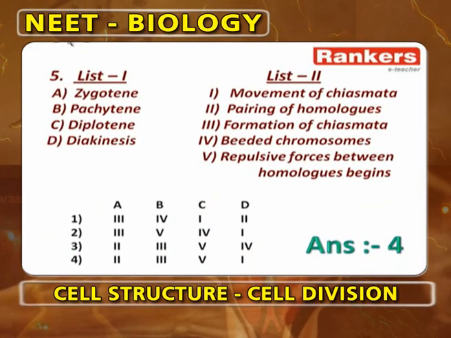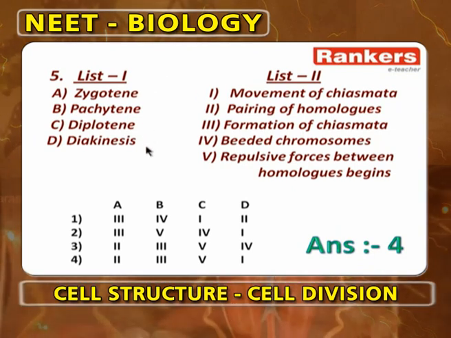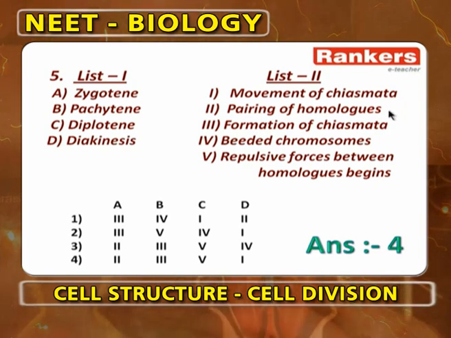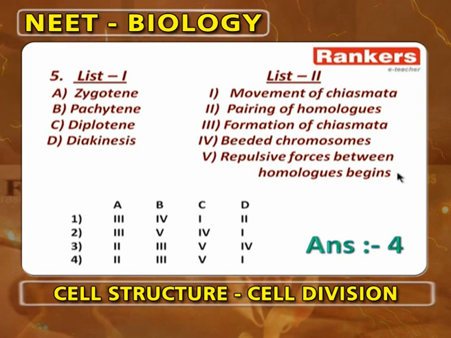Now, another matching. List 1 is zygotene, pachytene, diplotene, diakinesis. This is also regarding meiosis. Meiosis is very important for NEET. List 2: movement of chiasmata, pairing of homologous chromosomes, formation of chiasmata, beaded chromosomes, repulsive forces between homologous begins.